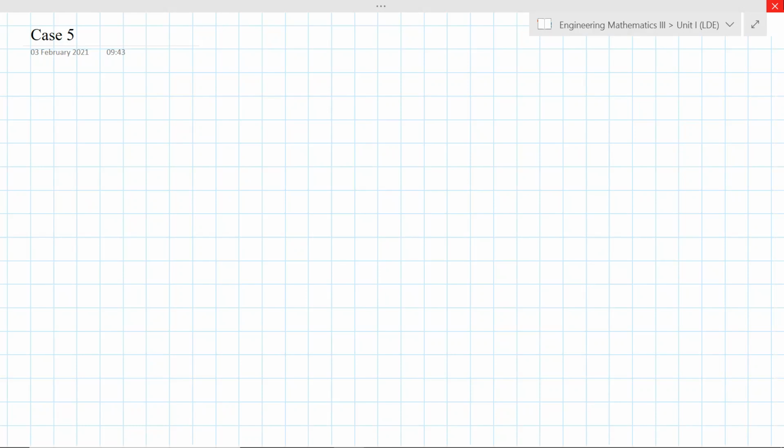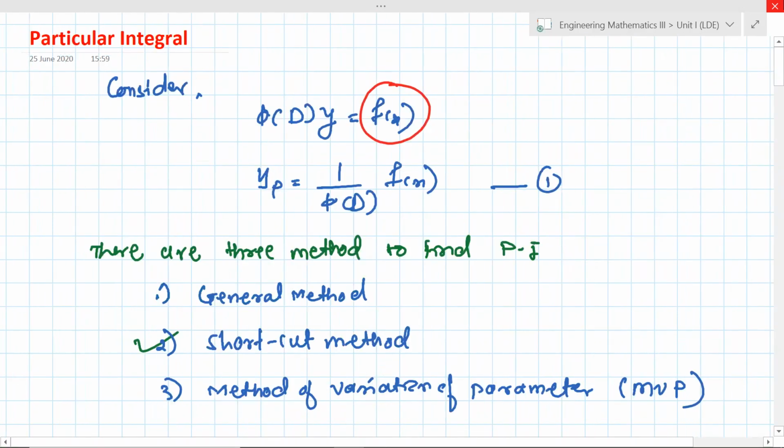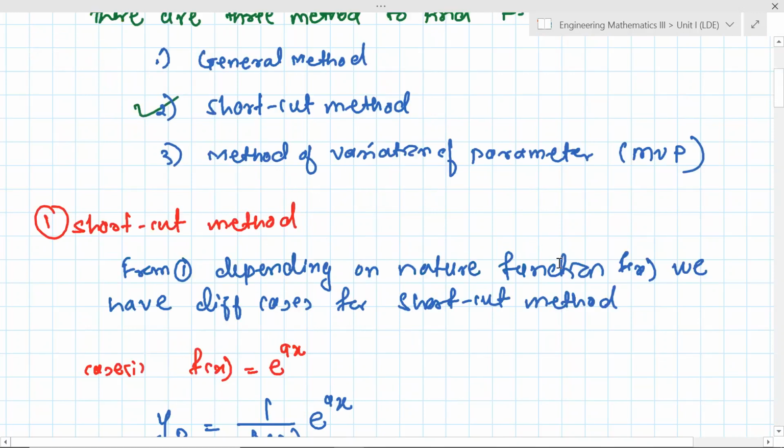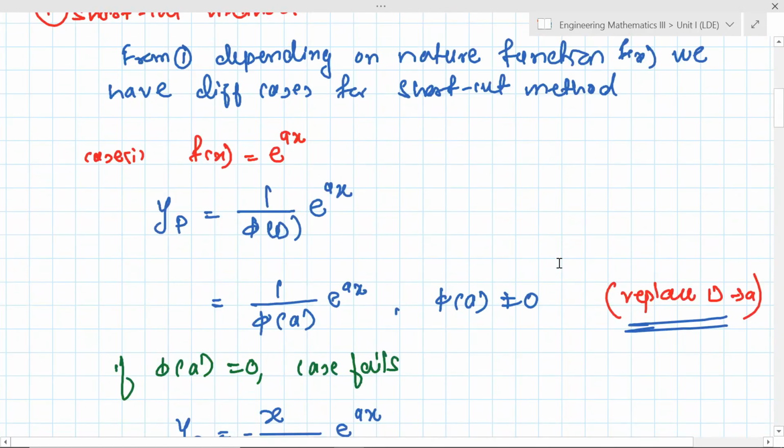For the first four cases: this is case one, if the function is e raised to ax. And we just discussed a lot of things about that.